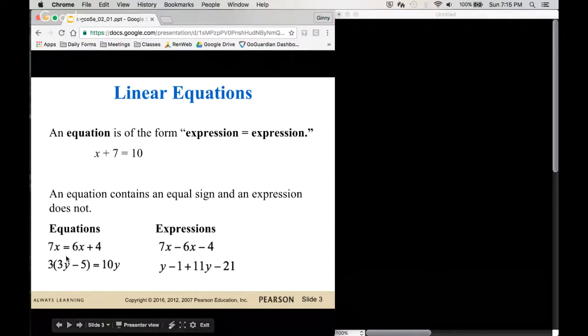There's an equal sign in each of these. And on the right, what you see are examples of expressions. Expressions are on either side of an equal sign, but they are not an equation in and of themselves. So 7x is an expression, and 6x plus 4 is an expression. What makes this an equation is this equal sign right here.